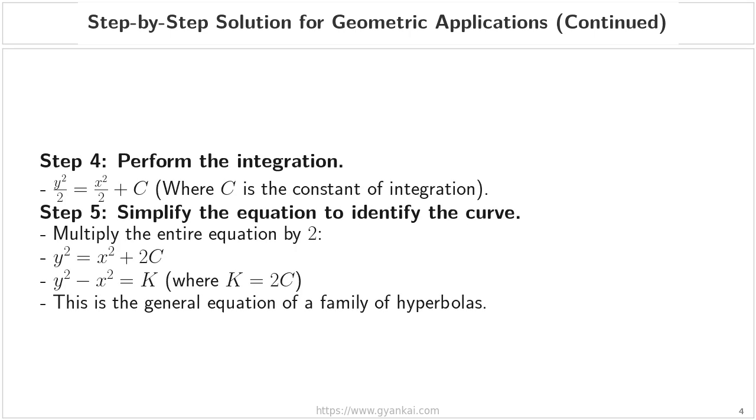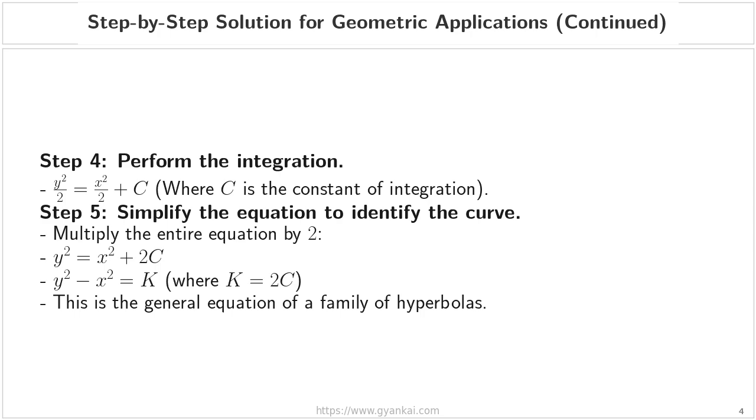Next, let's move to step 5, where our goal is to simplify this equation so we can actually identify what kind of curve we are dealing with. To clean this up, let's multiply the entire equation by 2. This cancels out the denominators, leaving us with y squared equals x squared plus 2c. Now, to make it look even more standard, let's rearrange the terms by subtracting x squared from both sides.